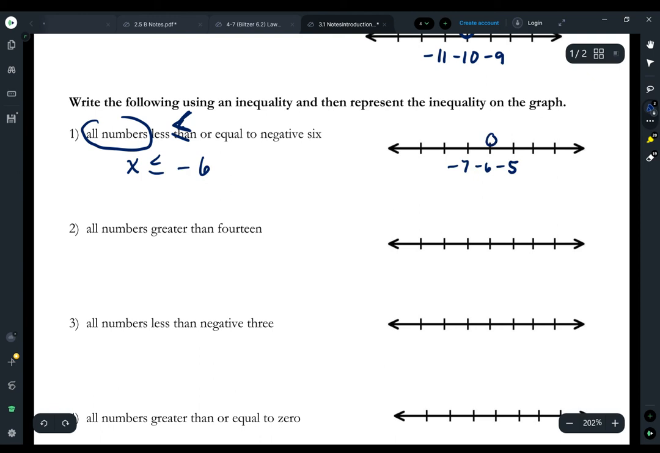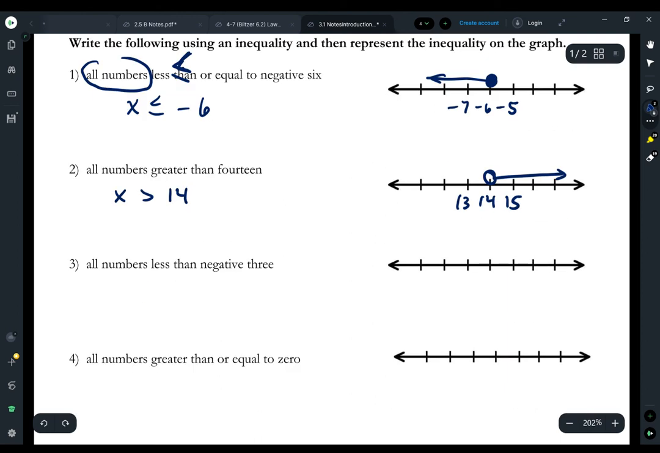The graphing is usually the really easy part once we get the hang of it. I know translating can be tricky. All numbers, so X again, greater than 14. So 13, 14, 15. Greater than is going to be an open circle to the right. All numbers, so X again, less than -3.